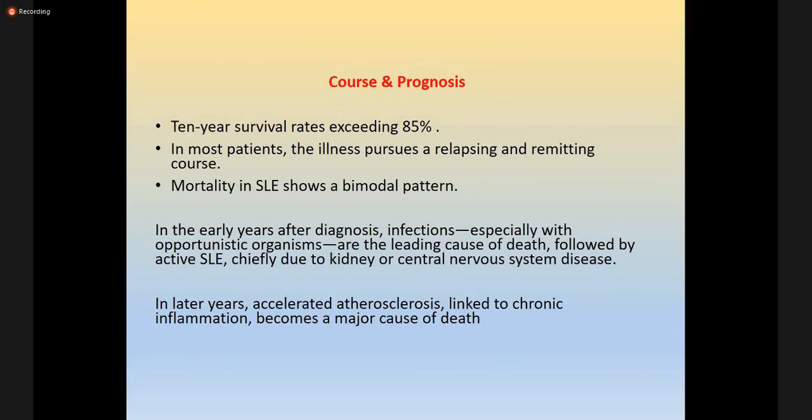But the causes of mortality in SLE usually have a bimodal presentation. What do you mean by bimodal presentation? That means in the early years after the diagnosis, infections are the most common cause, and the infections usually are opportunistic, followed by the disease activity itself. If the patient presents with active SLE with kidney involvement in early disease or CNS involvement, there are very high chances of mortality.